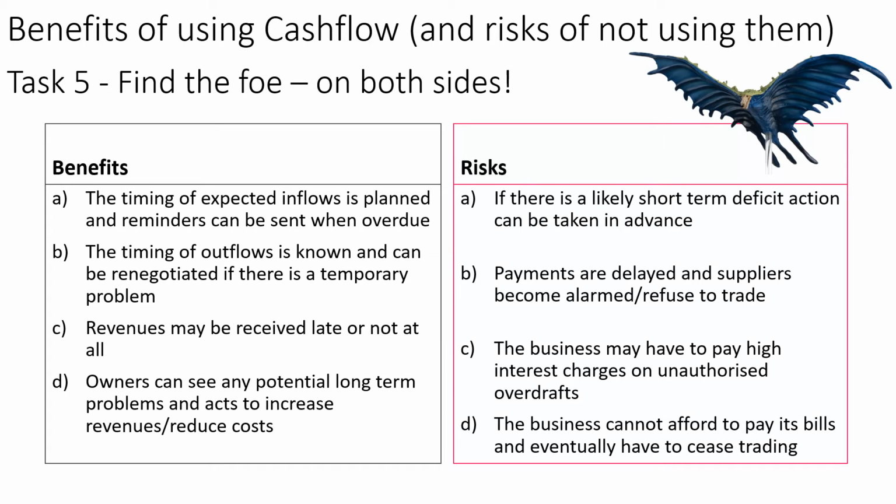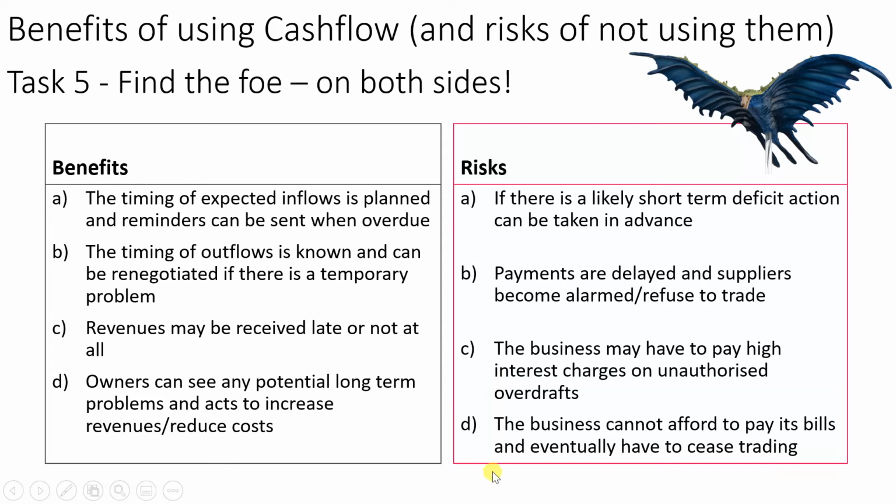Now let's look at risks. Statement A on the right, if there is a likely short-term deficit, that's going into minus money, going into overdraft. If there is a likely short-term deficit, action can be taken in advance. Statement B, payments are delayed and suppliers become alarmed and refuse to trade with them. Statement C, the business may have to pay high interest charges on unauthorised overdrafts.